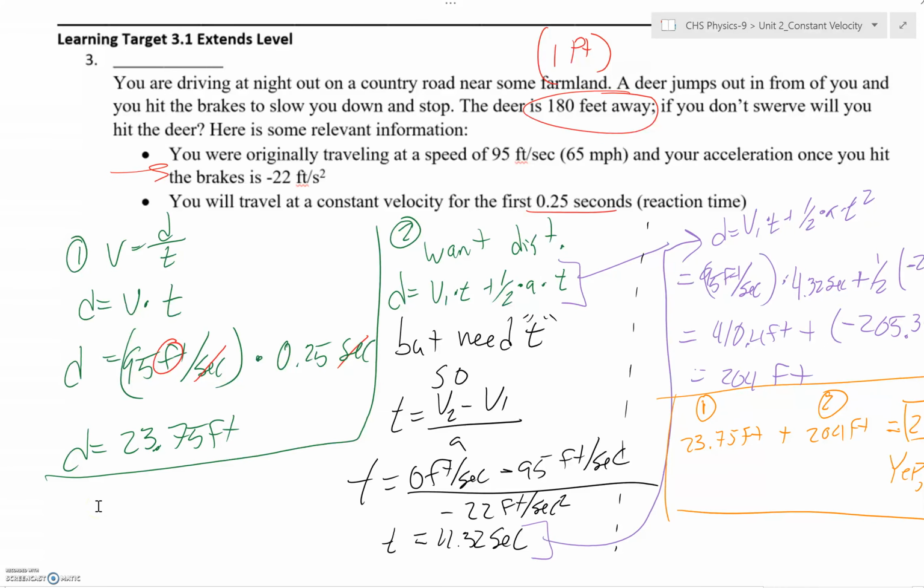All right, and here we have it. So for part 1, like I said, you're going to be moving at a constant velocity for those first 0.25 seconds. So it means you're going to travel some distance. I used v equals d over t, rearranged that for distance, and we end up with our 95 feet per second times 0.25 seconds. You'll travel 23.75 feet in that first moment while you're getting your foot to the brake. You're going to travel 23 feet.